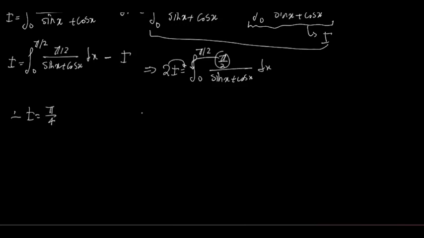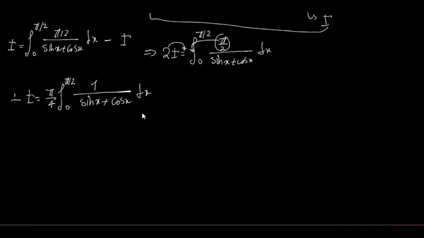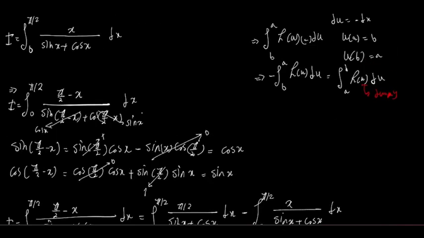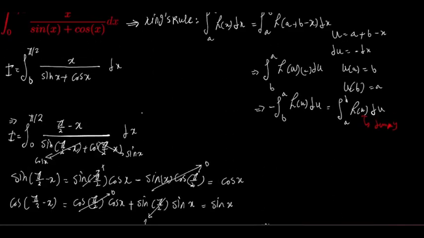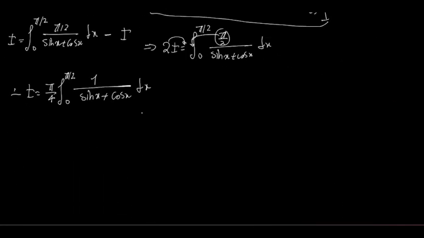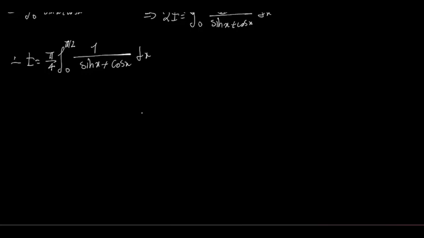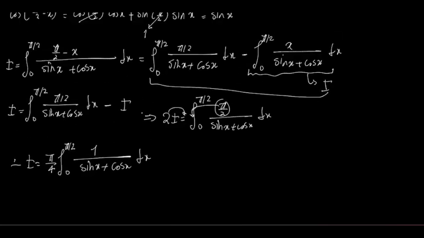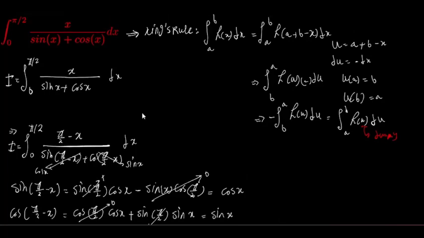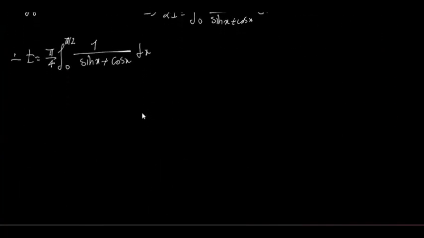So it's pi over 4, the integration from 0 to pi over 2 of 1 over sine of x plus cosine of x dx. Now this is pretty much easier than this one, right? So we have transformed our integral from this one to this one. So now what we can do is integrate 1 over sine of x plus cosine of x and then multiply it by pi over 4 to get the original value of our integral, which is x over sine of x plus cosine of x.